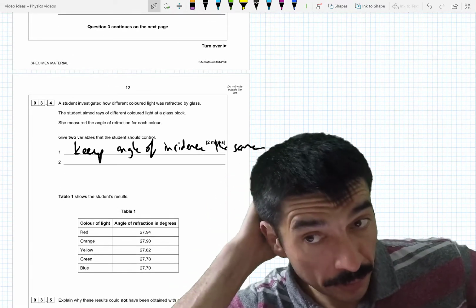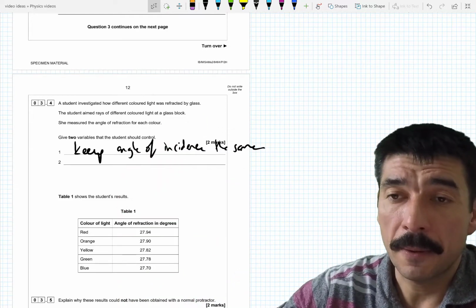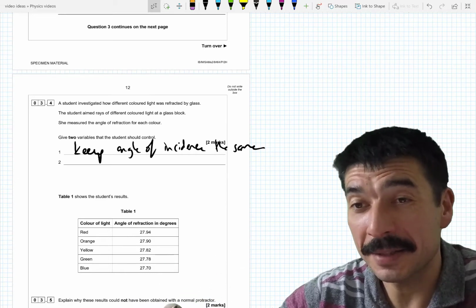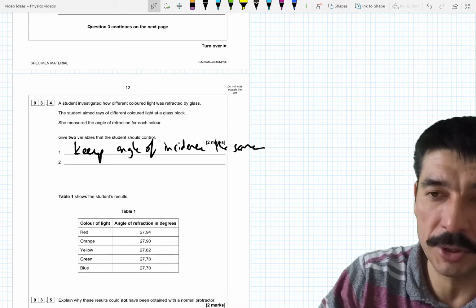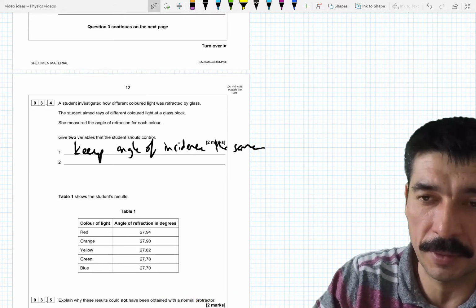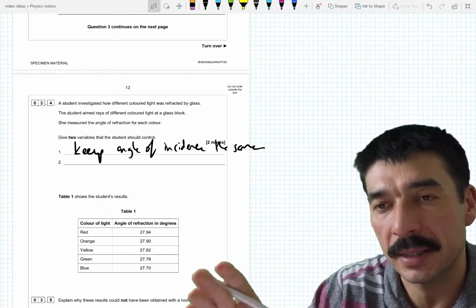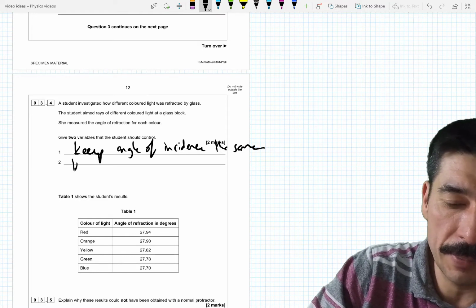Now, when I first had a go at this question, which I've had to delete and re-record because I messed it up, I couldn't think of anything to write here, but having looked, they're saying keep the glass the same. I didn't think of putting that because it seemed too obvious, but you can't change the glass halfway through the experiment for a different type of glass, because you want to see how the colour is affecting the angle of refraction, not the glass.